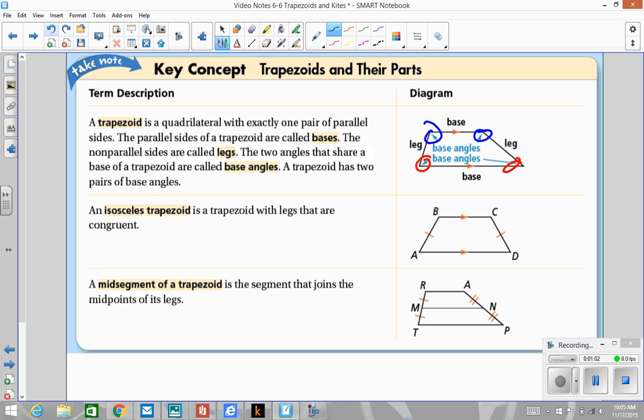An isosceles trapezoid is a trapezoid where the legs are congruent. So make sure you make a note of that, just like an isosceles triangle has legs congruent. And finally, the mid-segment of a trapezoid connects the midpoints of the legs. And so you'll need this picture also.